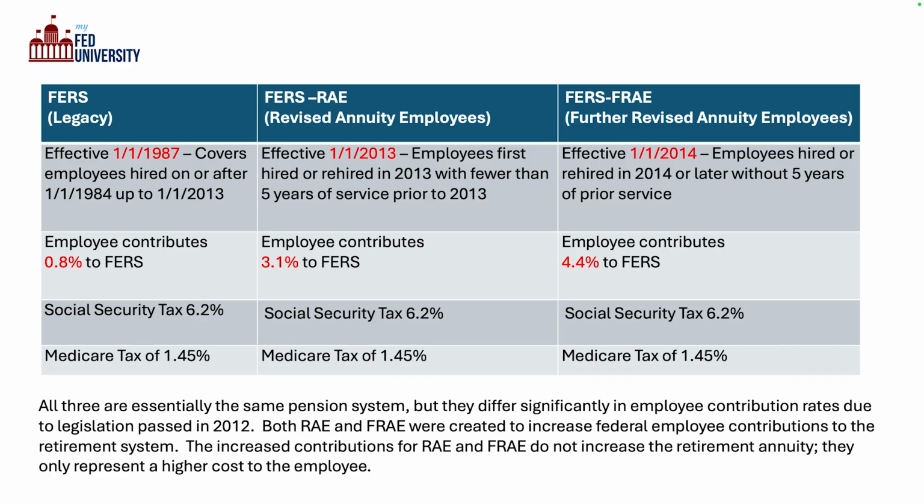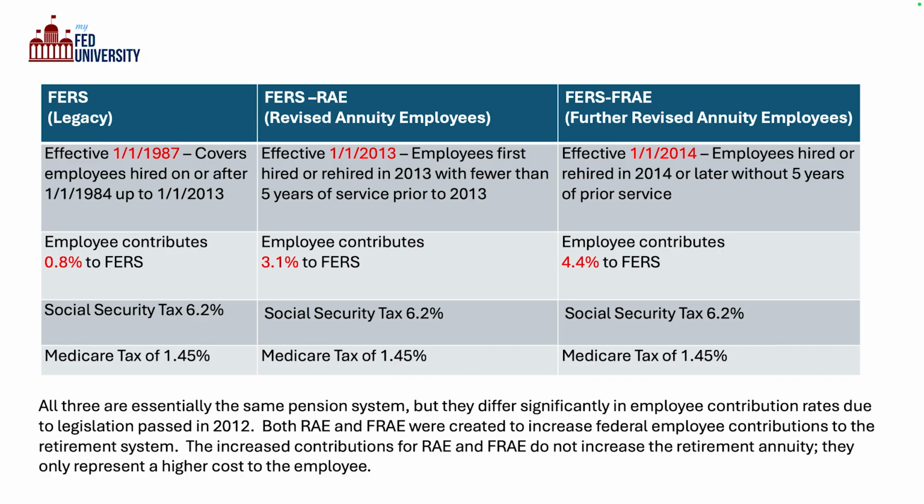All right, so a year later, FERS-FRAE became effective. And that took place on January 1st, 2014. And now that applies to employees hired or rehired in 2014 or later without the 5 years of prior service. And for FERS-FRAE employees, they have to contribute 4.4% of their pay to the FERS pension plan. Now, there are some special exceptions for special category employees such as law enforcement and firefighters, but these rates apply to most federal employees.